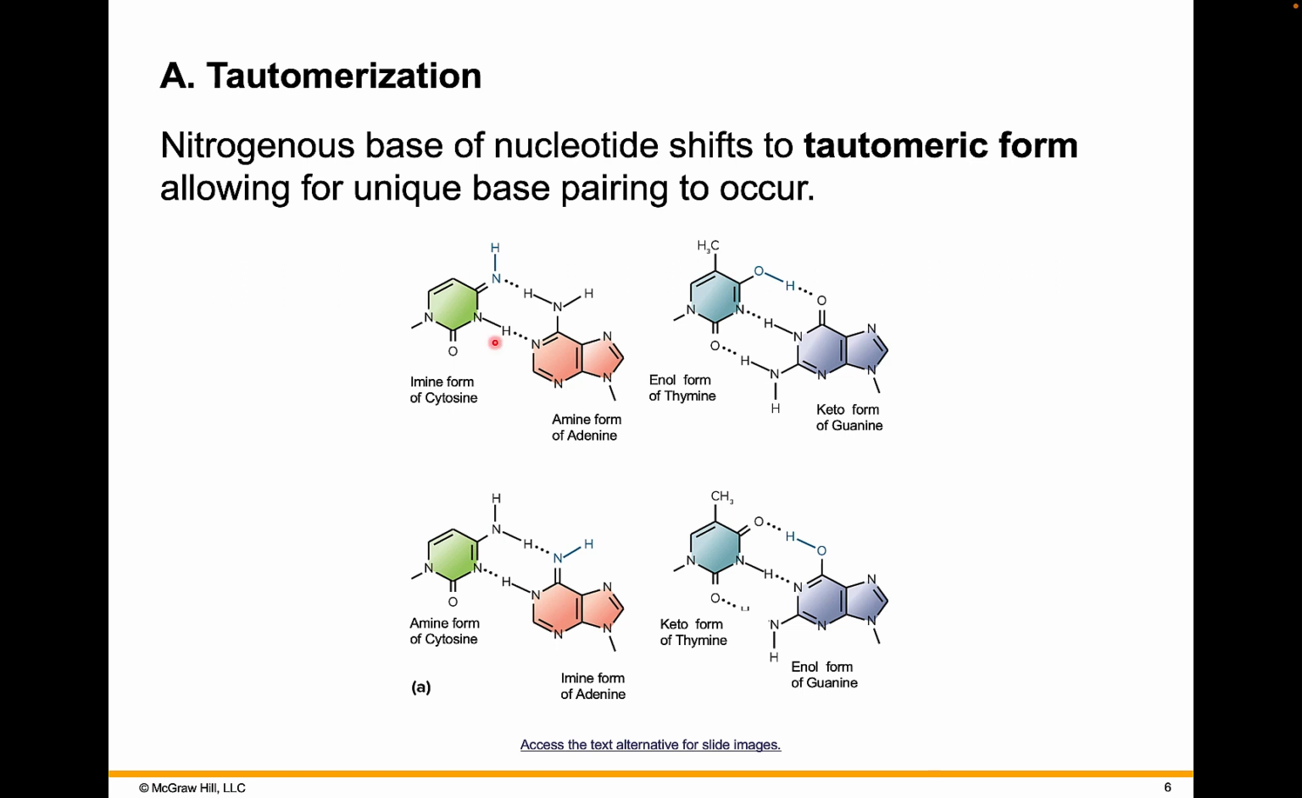On the other hand, you can see that these are the CA base pairs, and this can happen due to the amine tautomerization of one of these bases. So this is the tautomeric shift that can cause these unfavorable base pairings.